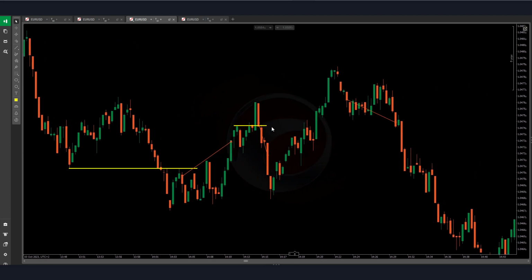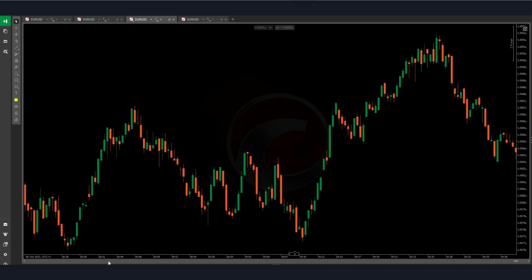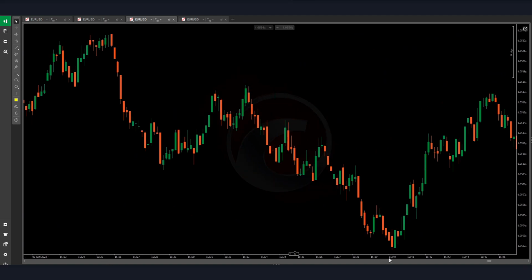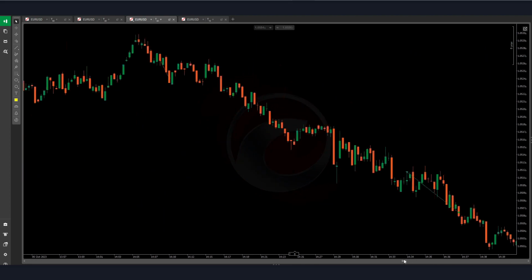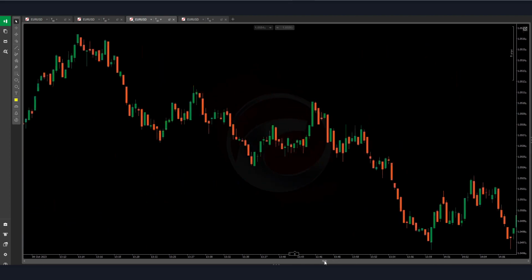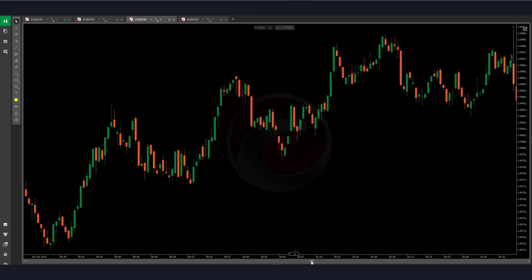Then I took a very rushed entry over here, not waiting for the price to actually clear these previous highs before moving up. So I took the break and retest of these highs. Okay, so we were on the 3rd.